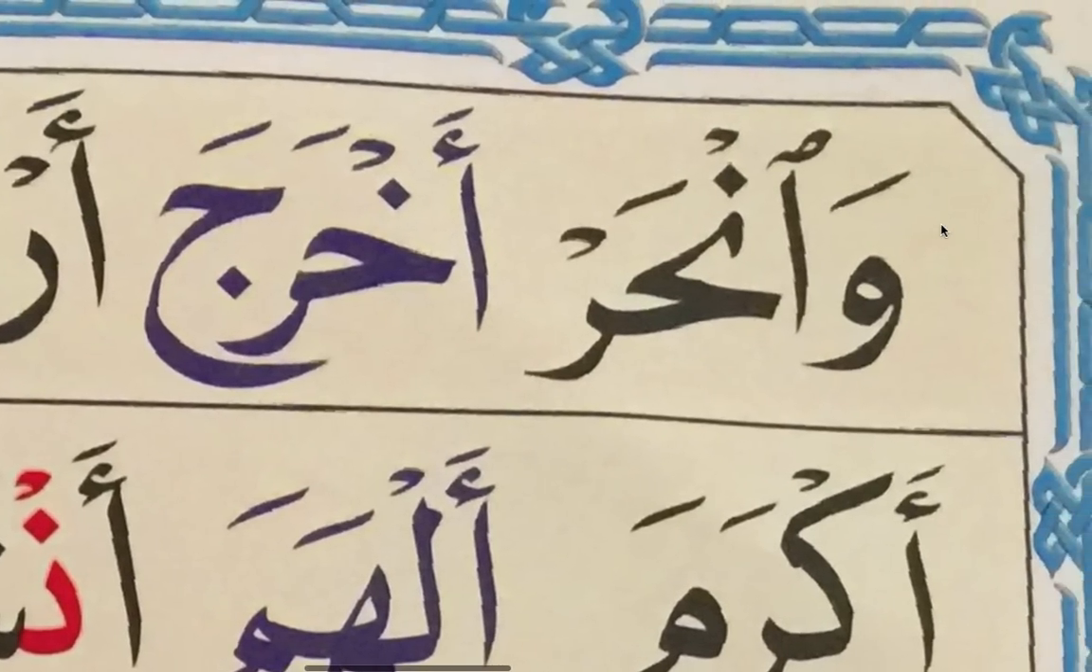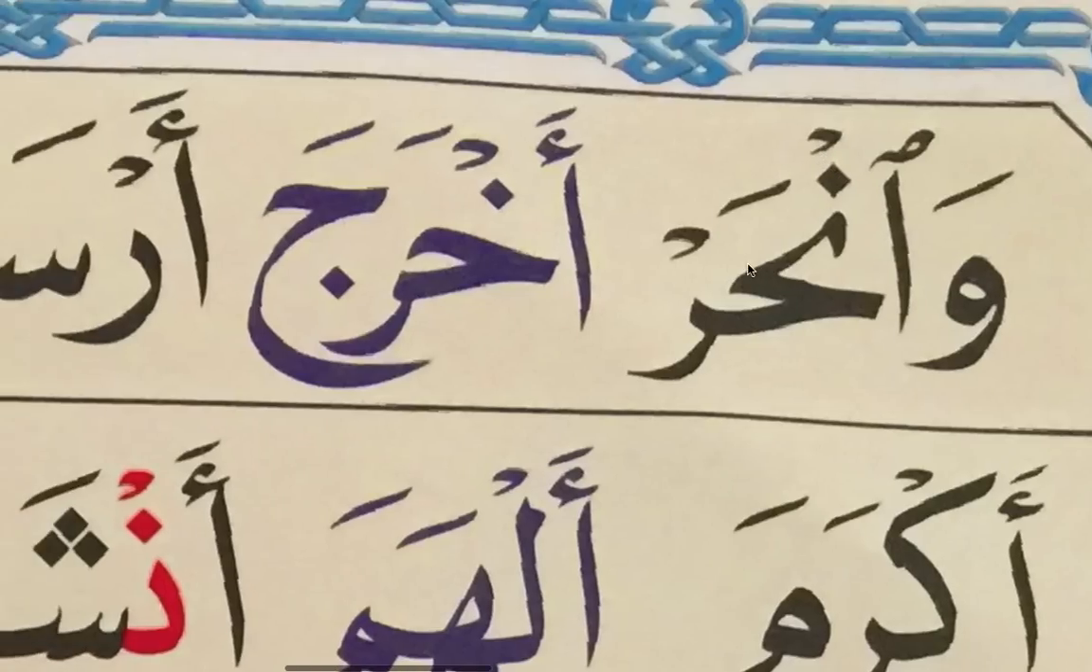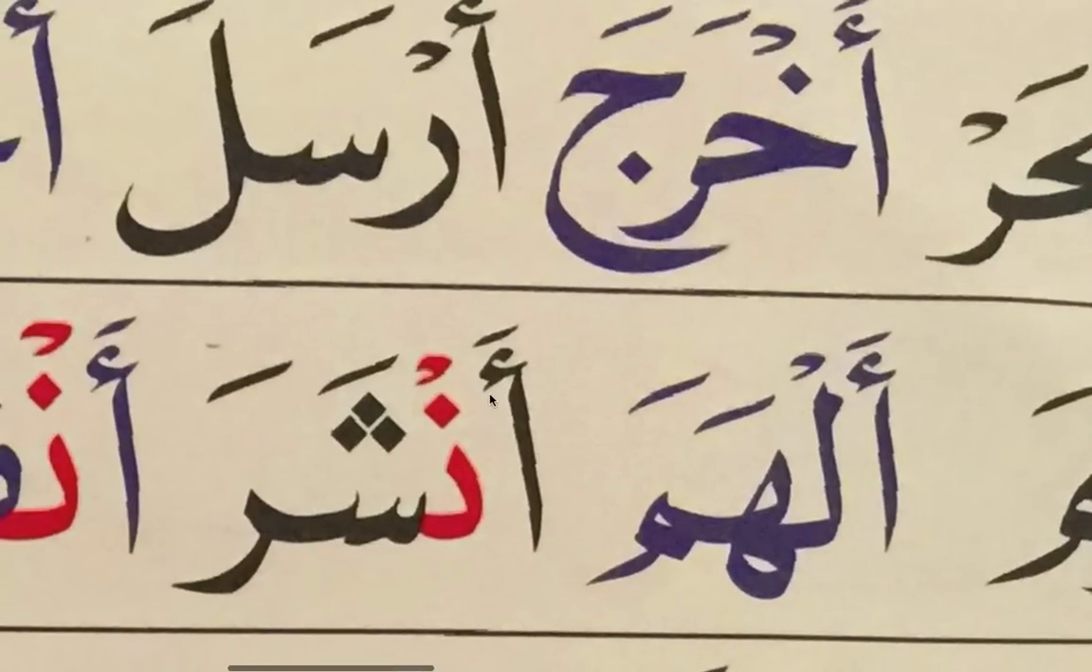Bismillahir Rahmanir Rahim. Waw fatha noon sukoon wan. Ha fatha ra sukoon har. Wanhar. Now notice I made emphasis and I showed the noon. I said wanhar. And next I'm going to show you this word right here.